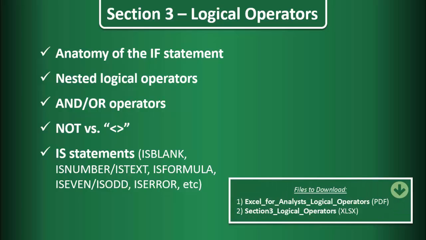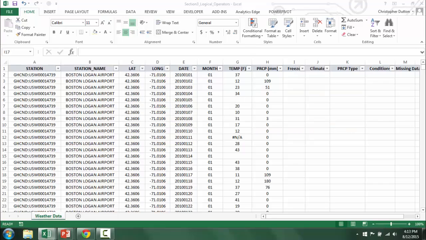And last but not least, two files for download. Got the PDF, Excel for Analysts, Logical Operators. Again, please feel free to download and print that just to have them on hand as we move through the section. And then we've got our Excel file that we'll be using for hands-on demos called Section 3, Logical Operators. And that looks like this, just a single tab called Weather Data. So go ahead and open that up, open up the PDF, and let's jump in.